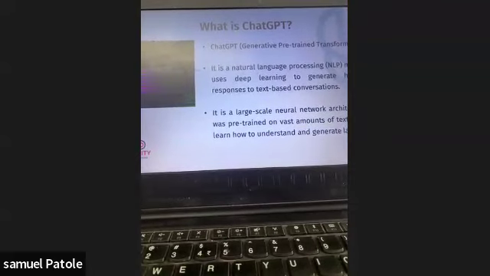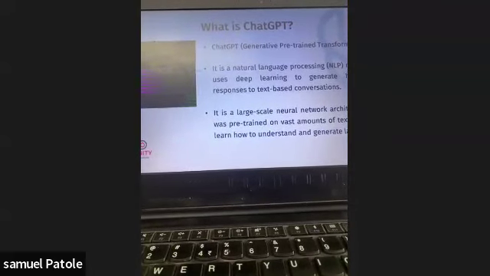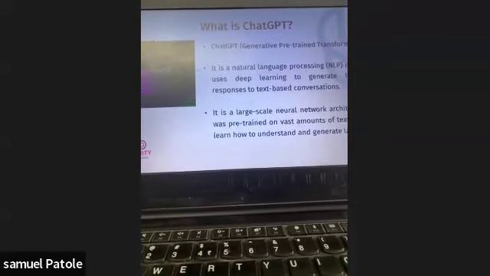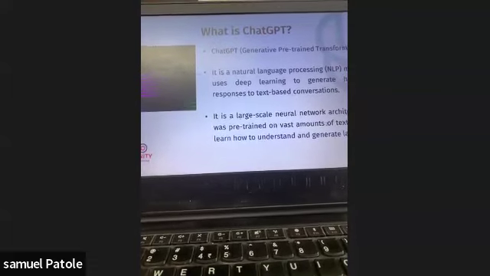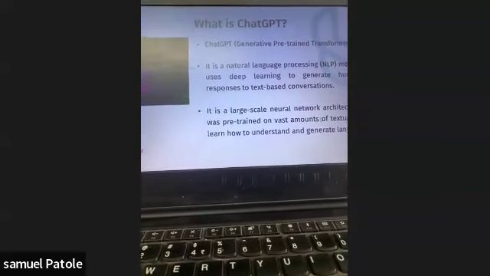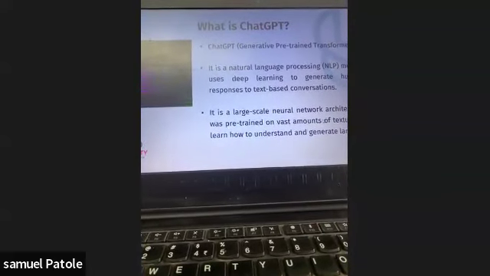It is an NLP model, basically, what we have talked about. It is a text response model which understands your text and tries to give you some answers. And it is a large-scale neural network architecture that was pre-trained on a vast amount of textual data. So from where did they get this textual data? They got this textual data basically from the internet.